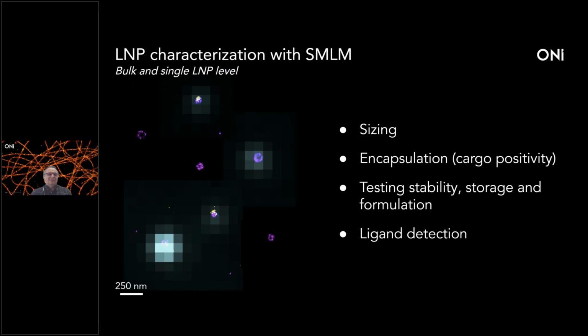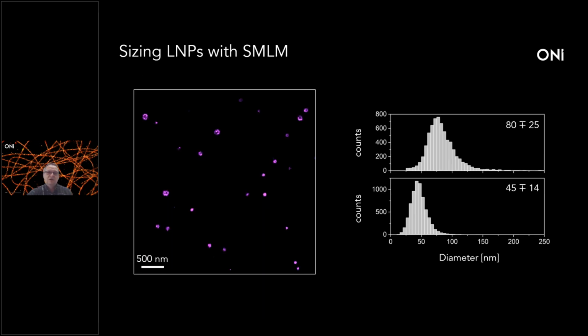Nevertheless, the technology, and I will show you some examples, can also be used to test stability, storage and the formulation of your LNP. In this case, I will give you an example where I applied a thermal shock to the same LNPs and see what happened with them. But let's start first with the sizing. As already mentioned, single molecule localization microscopy uses stochastic blinking of the fluorophores, and that's how we can break the diffraction limit.